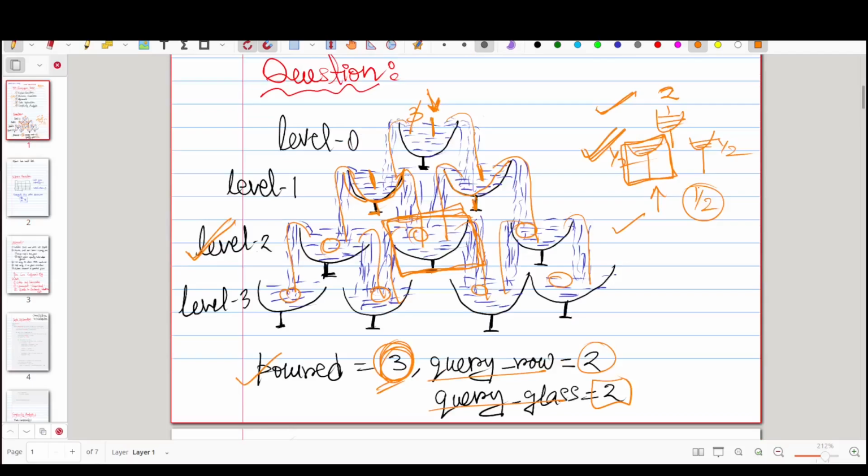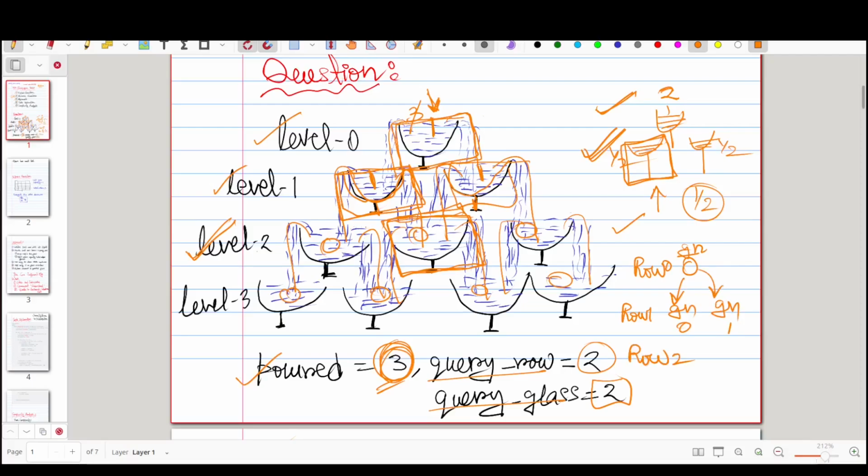When you think about it in terms of glasses, it seems overcomplicated, but now let's try to reframe the question. If you look carefully, first of all, at level 0, let's consider the glass number to be 0, because we are coding it. In the second level, that is level number 1, this is glass number 0, and this is glass number 1. So from row 0, glass number 0, where gn is the glass number, it will fill gn 0 and gn 1. These are the two places it will go.